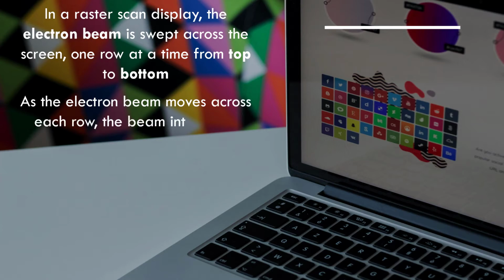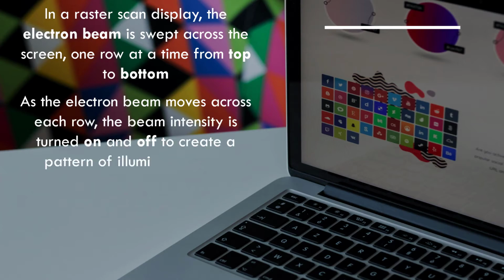An electron beam moves across each row. The beam intensity is turned on and off to create a pattern of illuminated spots. This means that whenever the beam travels from top to bottom, it gives the intensity of the pixels, and those pixels will be shown in an on mode and an off mode. Whenever it is in on mode, those pixels will be lit with some color, and when it is in off mode, there should be no color.